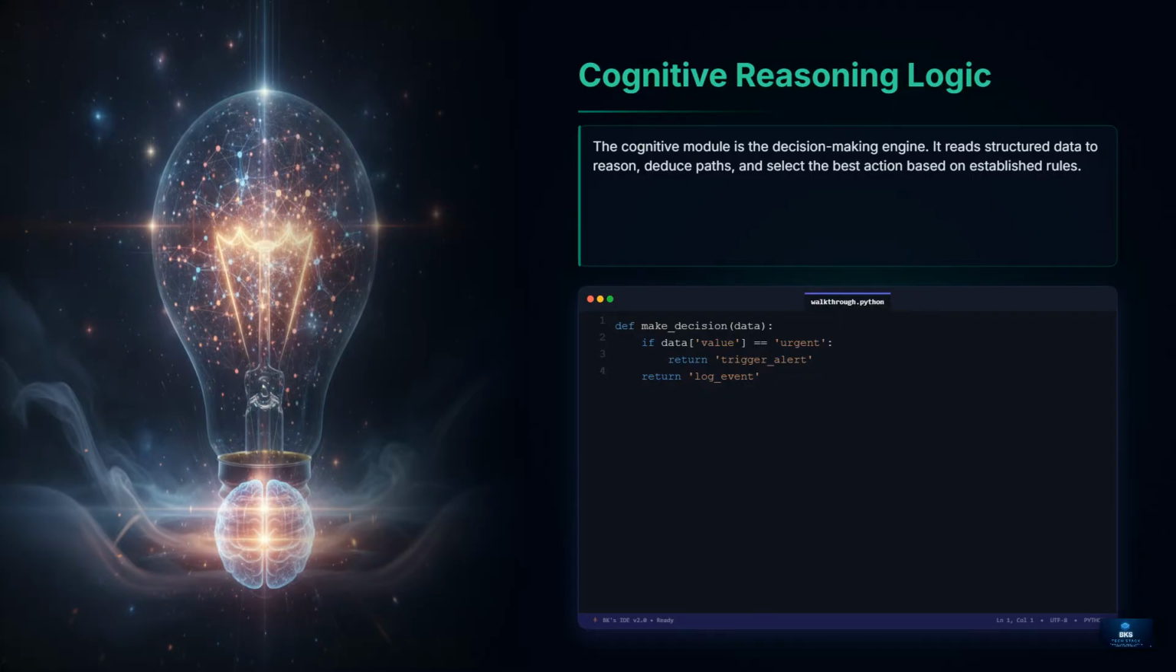Next is the cognitive module. This is the decision engine. It reads the structured output from your perception layer and applies logic to it. In this simple example, the module evaluates if an input is urgent. If it is, it triggers an alert. Otherwise, it logs the event. This allows the agent to exercise basic judgment based on the environment's state.